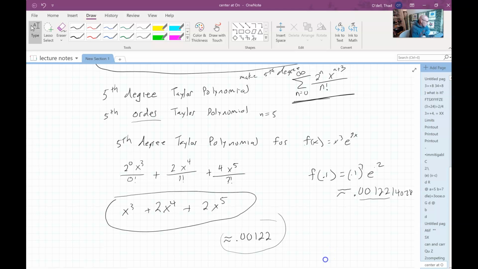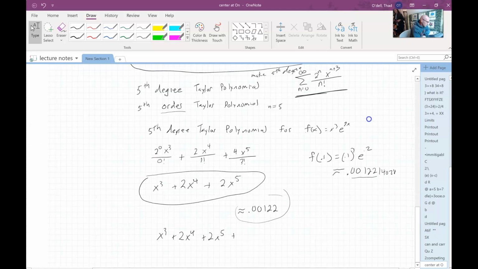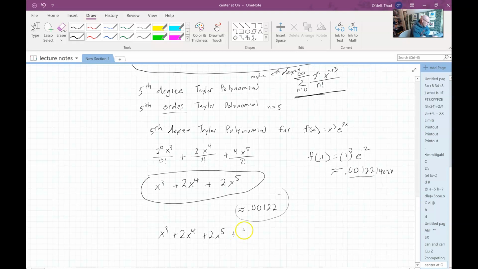Okay, so now let's do the 5th order Taylor polynomial. So 5th order, of course, would be these same ones. It would be x to the 3rd plus 2x to the 4th plus 2x to the 5th. But we keep going because we haven't got to the end of the 5th yet. So the next one would be, I plugged in 2 here, so I plug in 3 next. And that would be 2 to the 3rd, which would be 8, times x to the 6th, all over 3 factorial. And the next one would be 2 to the 4th, which would be 16 x to the 7th, all over 4 factorial. And then the last one would be 2 to the 5th, x to the 8th, over 5 factorial.